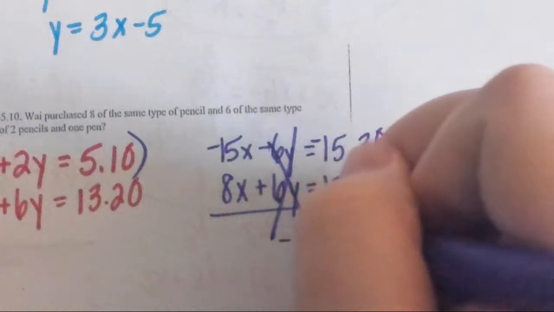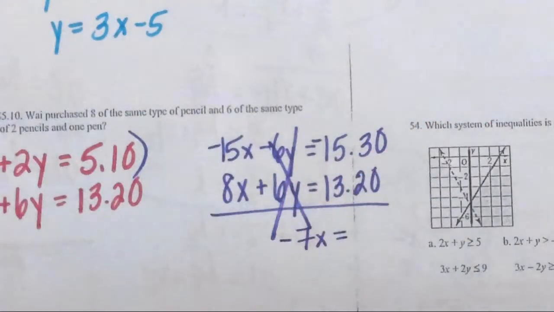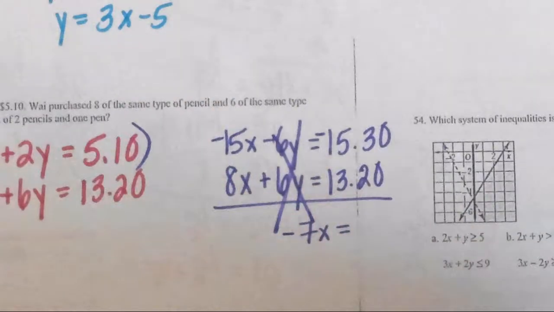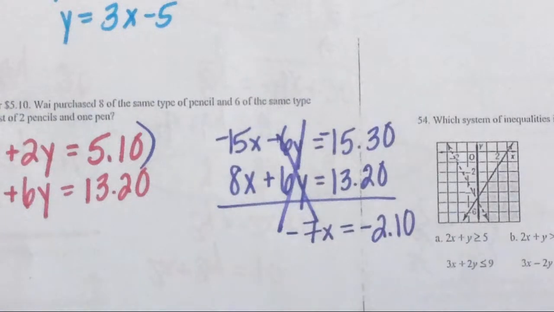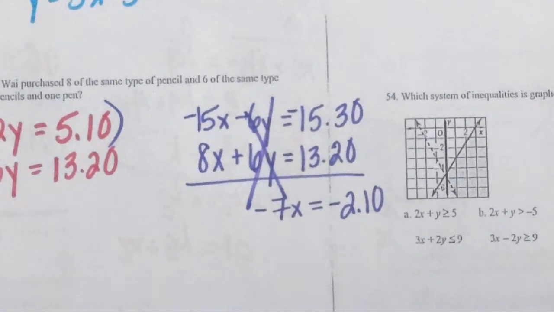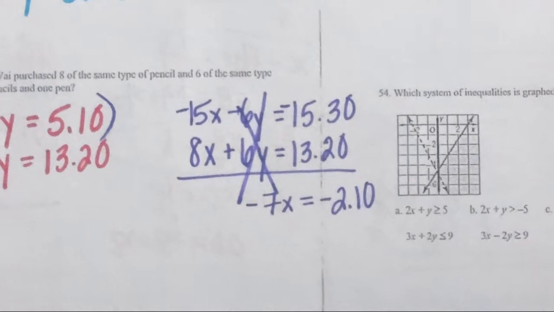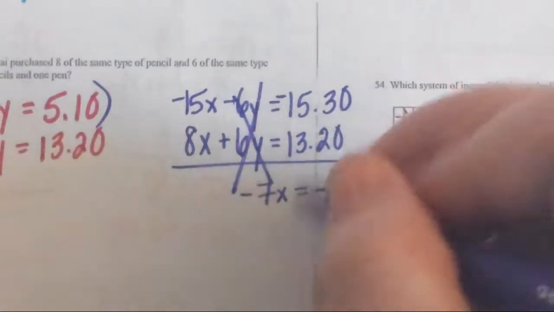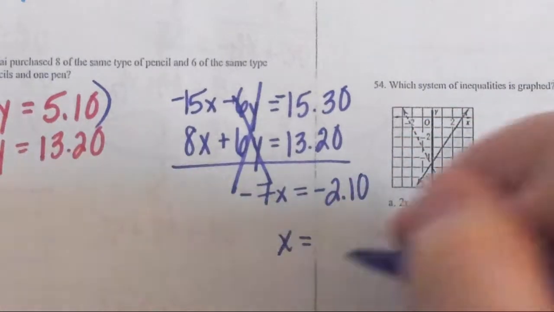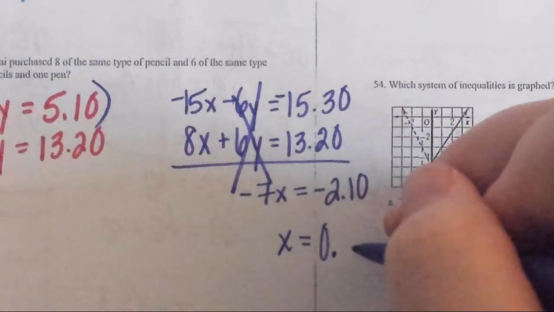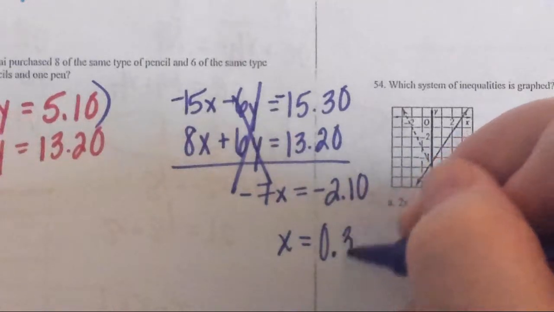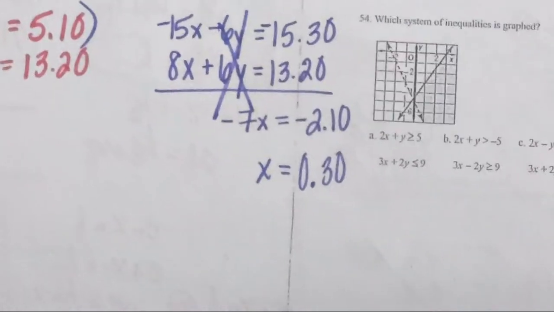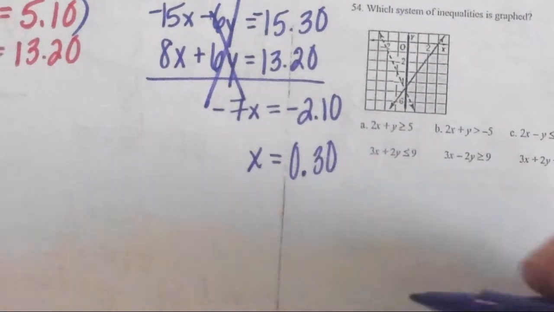-15 plus 8 is -7, so I have -7x equals, I need to know what -1530 plus 1320 is. And then I'm really excited about that because 21, 7 goes into 21 pretty nicely. Okay, so we need to divide -210 by -7, and we end up getting x equals point something. I think 30. So that means the cost of a pencil is 30 cents.